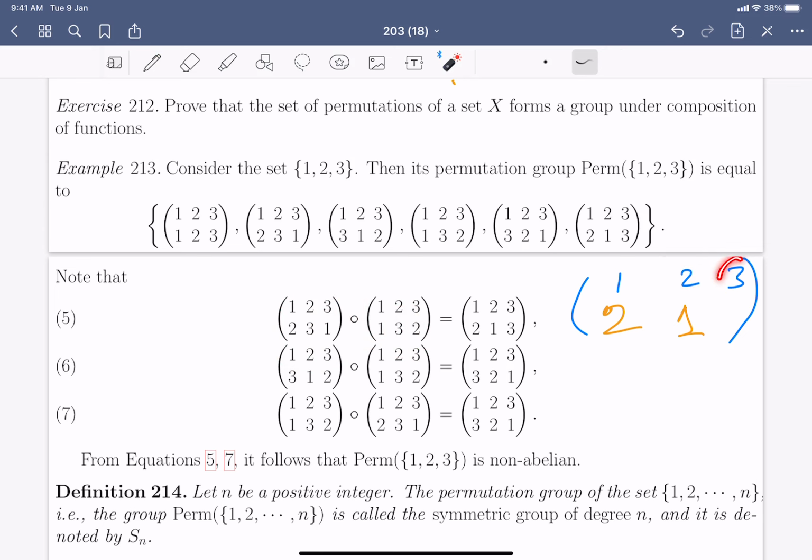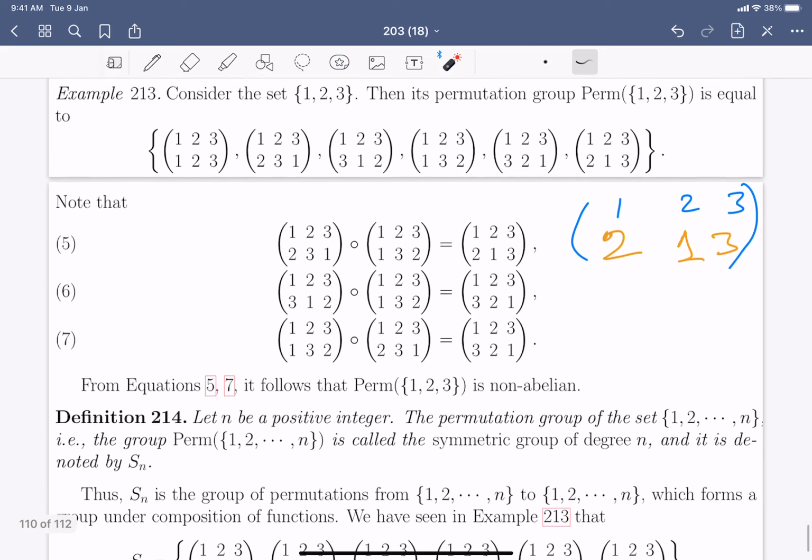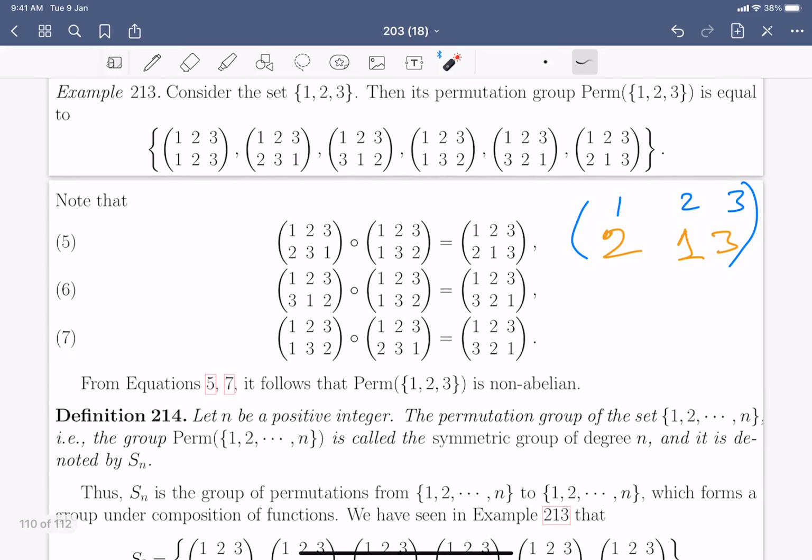Now we apply this permutation to the element 3, and we know that 3 will go to 2. And now when we apply this permutation to 2, we know that 2 goes to 3. So you obtain 3 here. This is the way you can express composition of two permutations in the array notation, easily.